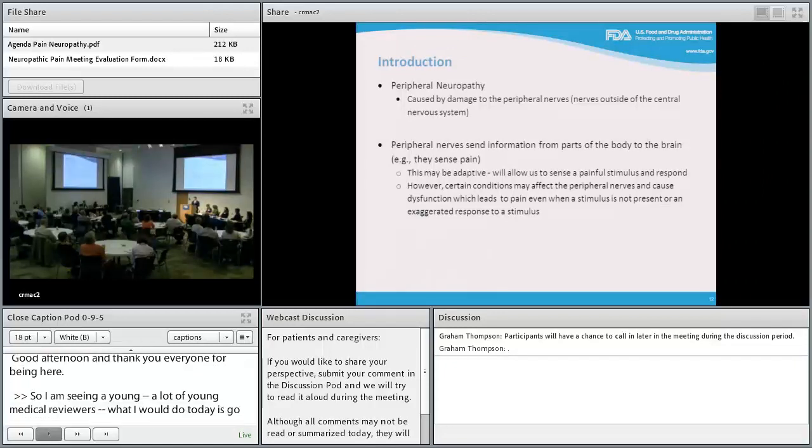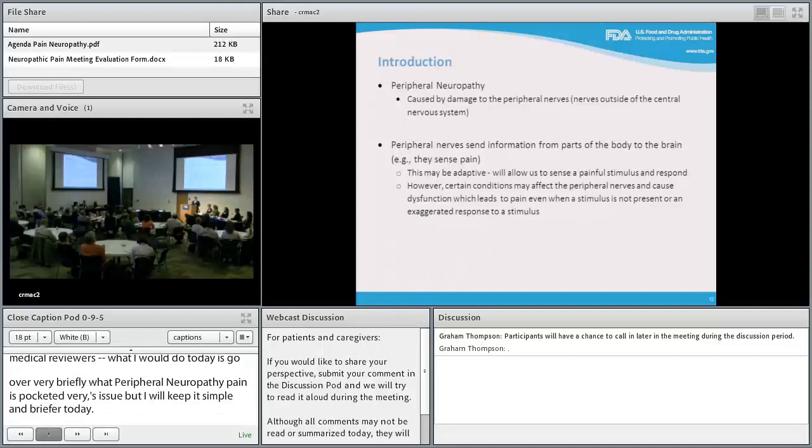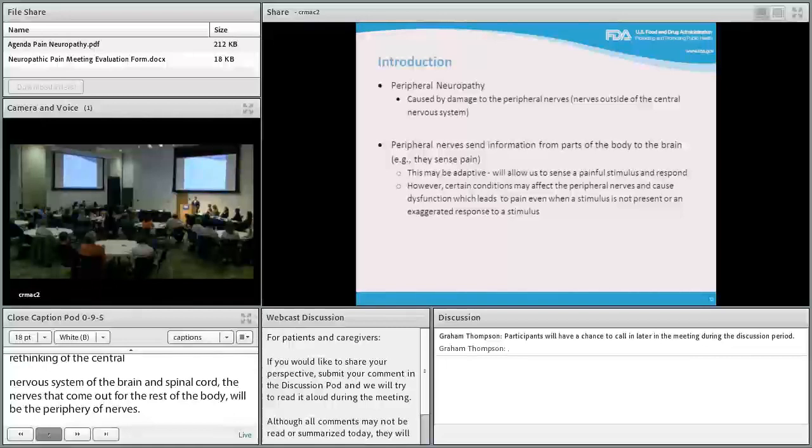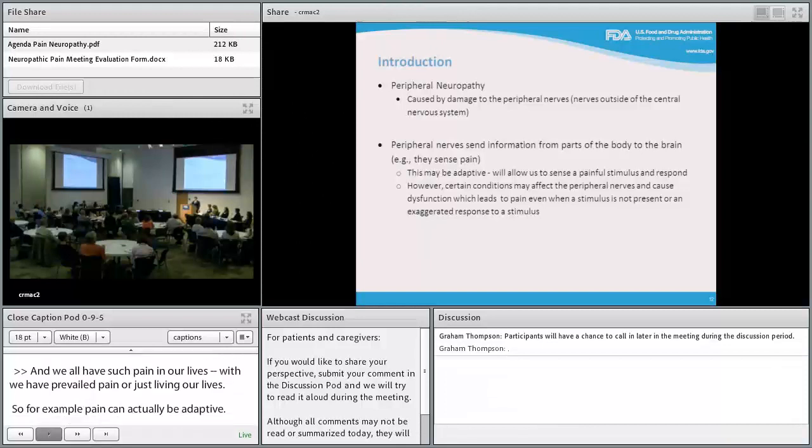So peripheral neuropathy, and the pain associated with it, is associated with damage to the actual nerves themselves. And when we refer to peripheral nerves, we think of the central nervous system as the brain and the spinal cord. The nerves that come out from the rest of the body, those would be the peripheral nerves. And we all have sensed pain in our lives, whether we have peripheral neuropathic pain or just living our lives. So for example, pain can actually be adaptive. If you put your hand on a stove and you feel the heat, your body then signals that there's damage going on to your tissues. You then pull away. That's an adaptive, appropriate response.